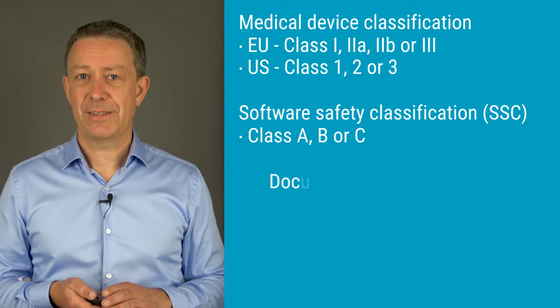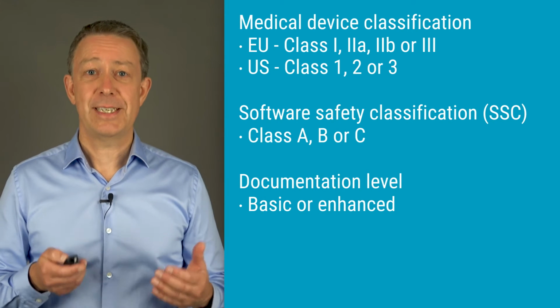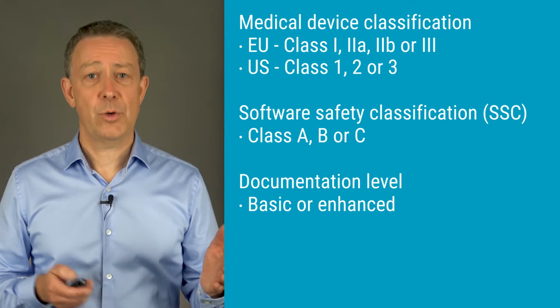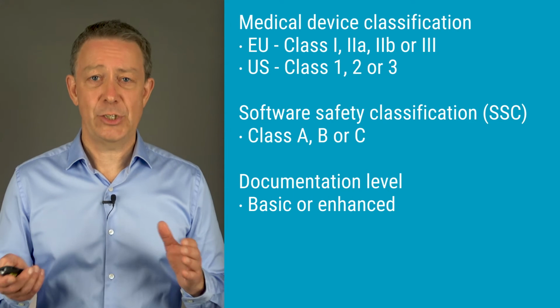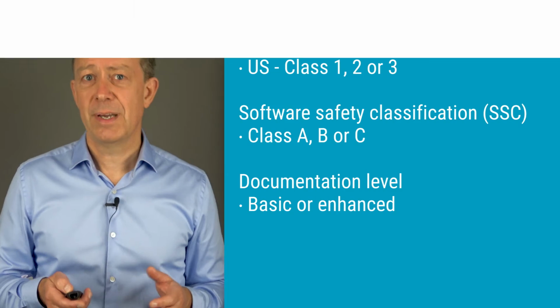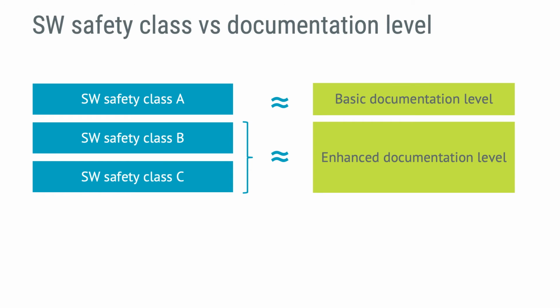Unlike software safety classification, the documentation level consists of two categories, basic or enhanced. Even though software safety classification and documentation level serve different purposes, they are related to each other. It's not a perfect match, so please don't take this for granted for all products.